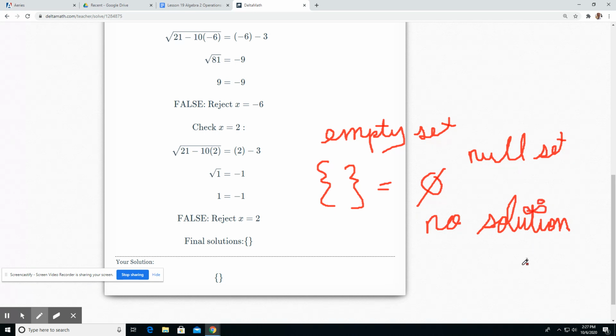All right. So that's your final answer. And in this program, I guess they just leave it blank for an empty answer or the empty set answer. So make sure you kind of get these in your tool belt. If none of the solutions work, it's kind of like your empty set. Okay. So yeah, that'll be good for this one.